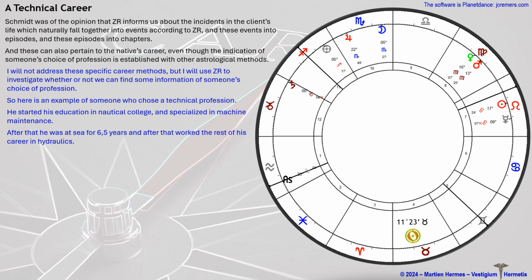Now, I will not address these specific career methods that are rampant in astrology, but I will use zodiacal releasing to investigate whether or not we can find some information as to someone's choice of profession. So here's an example of someone who chose a technical profession. He started his education in a nautical college and specialized in machine maintenance. And after that he was at sea. After his education he was at sea for 6.5 years, and after that he worked the rest of his life in hydraulics. So that's typical, a very technical career, a very specific one also. That's also the reason why I want to investigate this chart first.